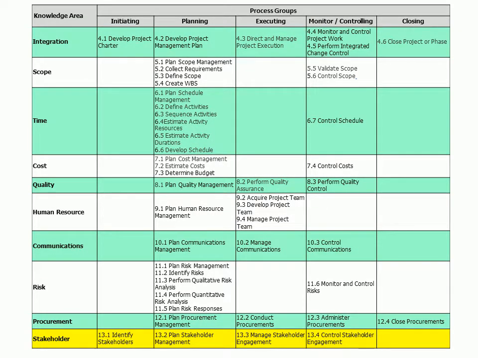Chapter 13 covers 4 processes. These processes in the main were taken from chapter 10. Prior to the 5th edition, there was no stakeholder management knowledge area, only project communication management. And in the 5th edition, PMI sought to have stakeholder management dealt with as an explicit topic, as well as an explicit knowledge area. So here we have 4 processes, and I'll provide a summary of each process in the next slide.